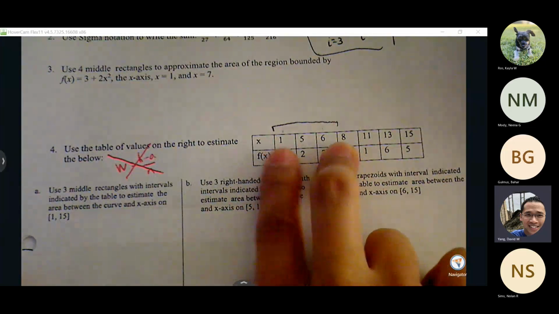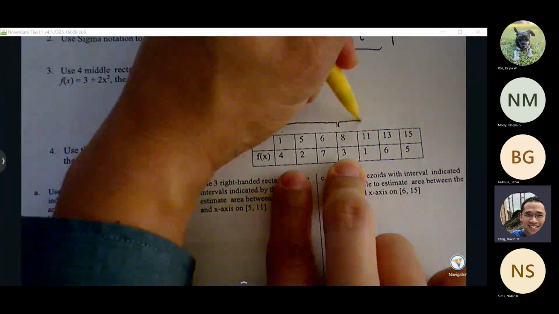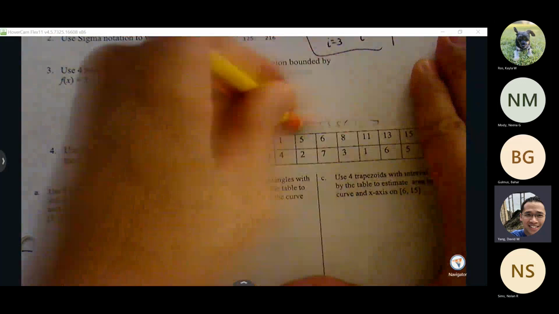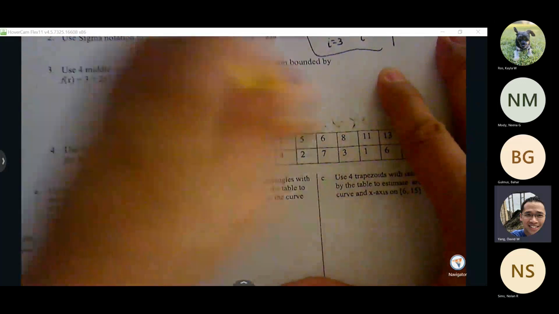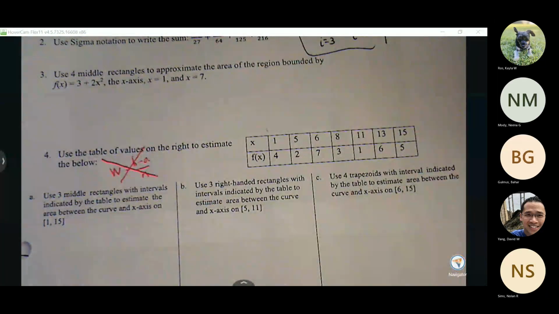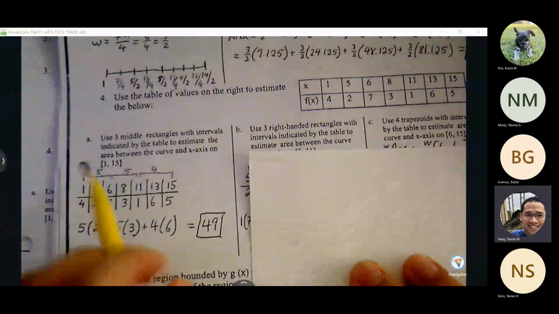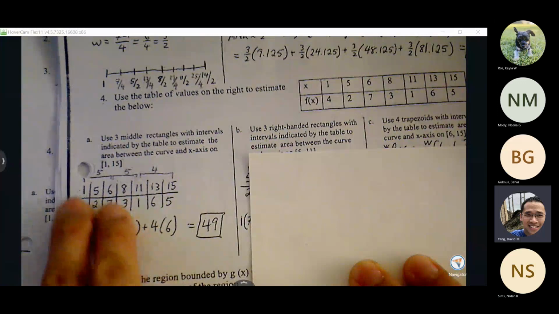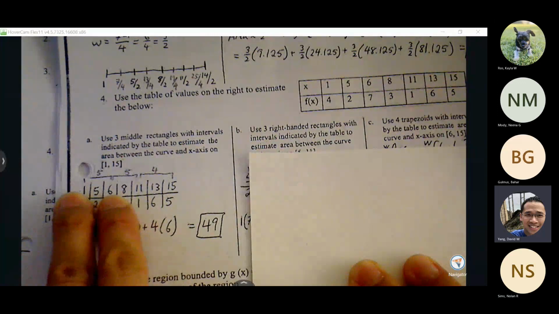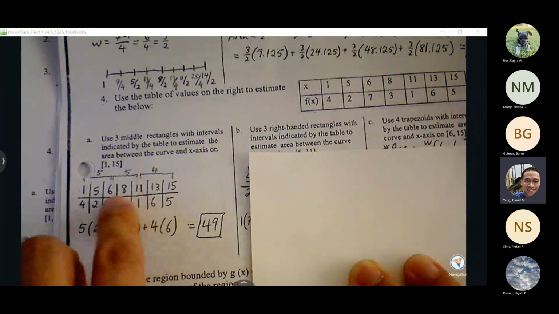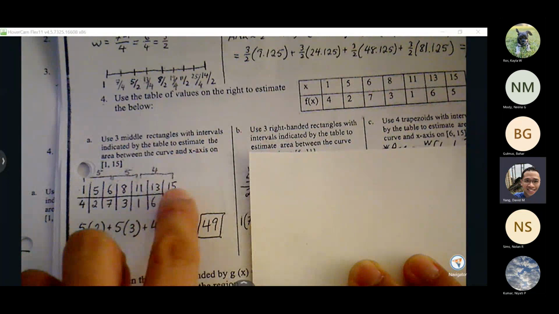You're not able to line everything up the way you would like to if you're going from here to here. So make sure you're starting in the middle of each ordered pair, so that you can make sure that there's a clear overlap between each of your subintervals. Okay, so then we're going to go from 1 to 6, 6 to 11, 11 to 15. When you subtract your endpoints of your x values, that will give you your width. So 6 minus 1 is 5. 11 minus 6 is 5. 15 minus 11 is 4.